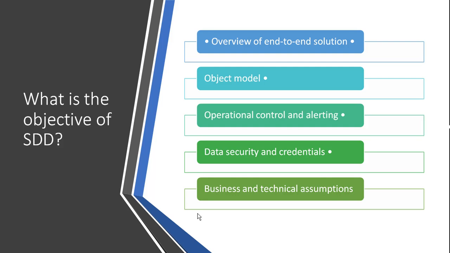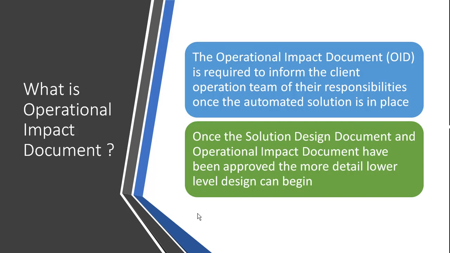Suppose in this process a particular area can fail. If it fails, what do we need to do, what is the thing we have to do? So assumption is always good. There are two types of assumptions, technical assumptions and business assumptions. So you have to mention all the assumptions in the SDD.